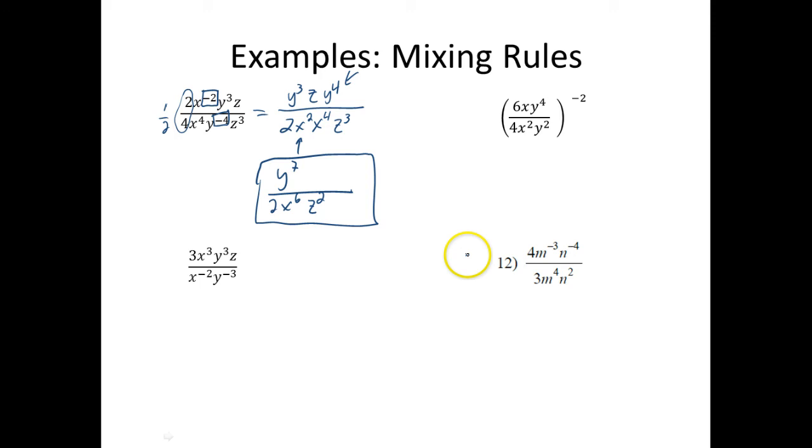Now let's look at this one over here. So we're going to use our rule where if we have a negative exponent for the entire thing, it's just going to flip everybody. Because the negative 2 would go to the top, the negative 2 would go to the bottom, everything's going to flip. So the 4x squared y squared is going to come to the top.